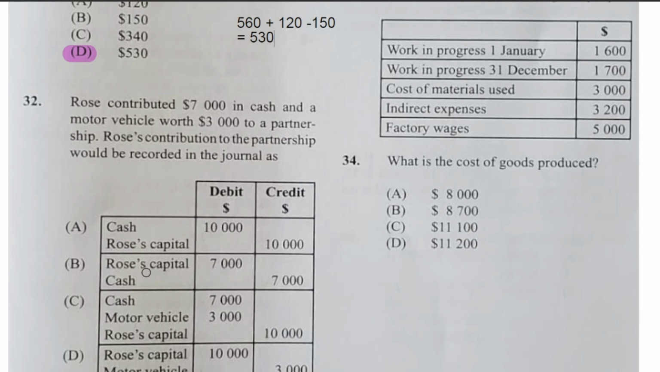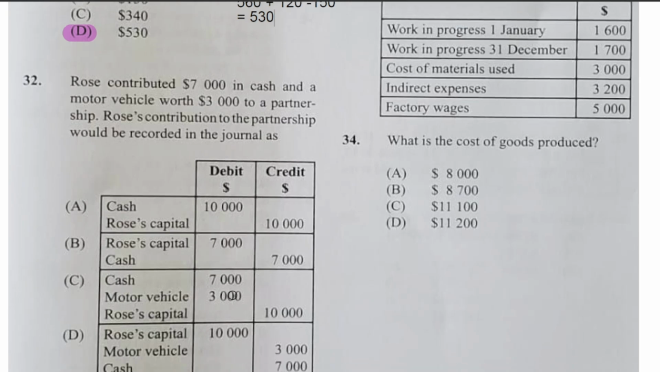She didn't just give cash, that's wrong. This is also wrong. We have cash and motor vehicle on the debit side and Rose Capital on the credit side. This should be the answer. This has it mixed up. Right, so remember capital, once capital is increasing, you have it on the credit side.